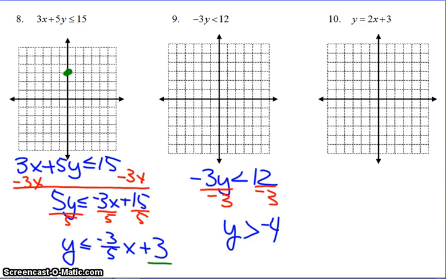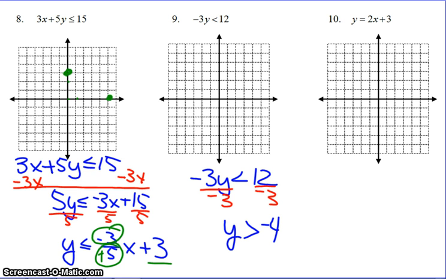Here's our starter value: when x is 0, y is 3. The change in y over the change in x means y goes down 3 for every time x goes positive 5. So down 3, 1, 2, 3, and I'm going to go 1, 2, 3, 4, 5, positive 5.